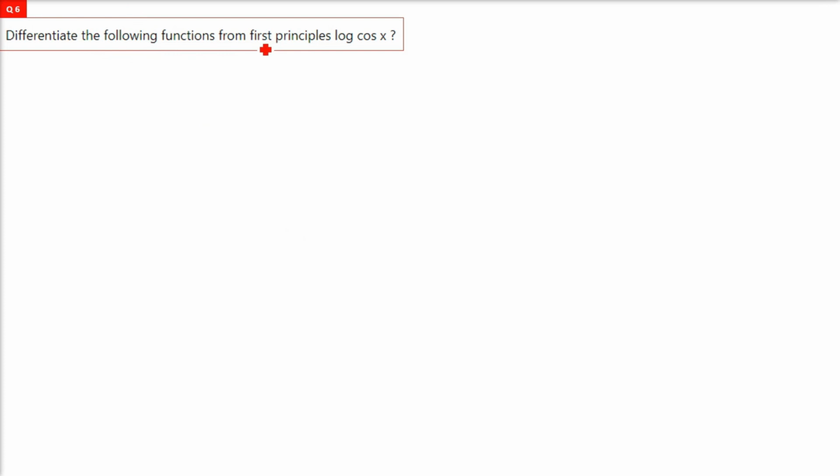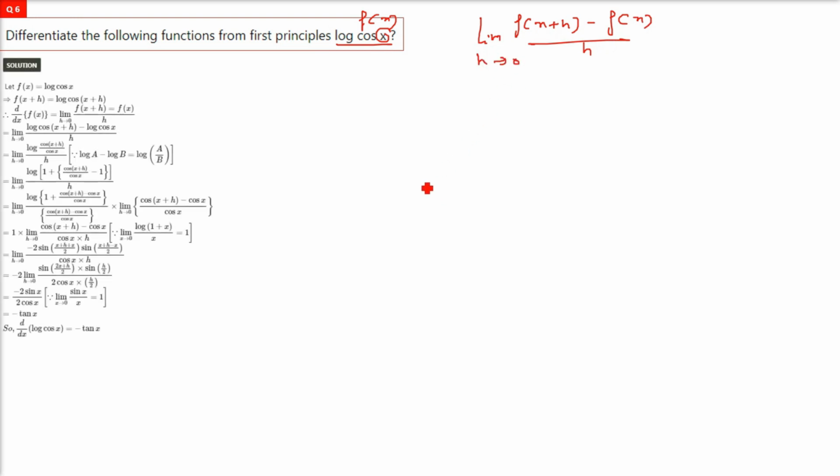Differentiate the following functions from first principles, log cos x. Now the first principle we already know. It is f(x plus h) minus f(x) divided by h, limit h tends to 0. If this function is f(x), then f(x plus h), wherever x is there, we'll put x plus h. So this is what we do in first principle. Those who want to do it themselves, I have given a reference, and those who want to understand, just see the logic, how we go about it.